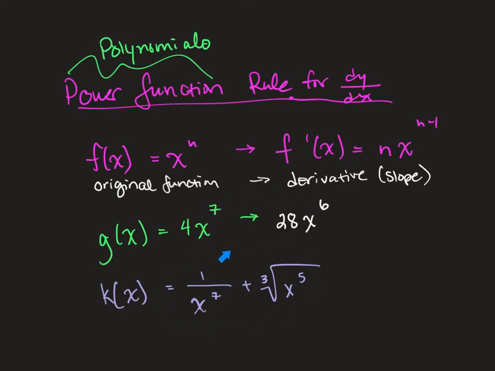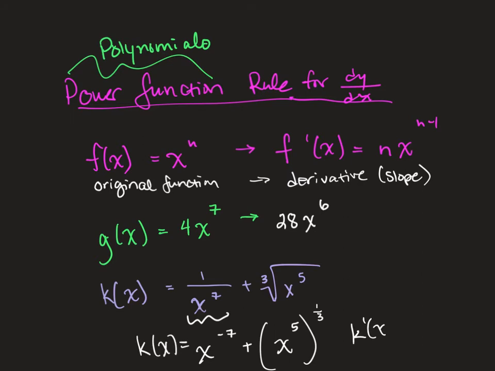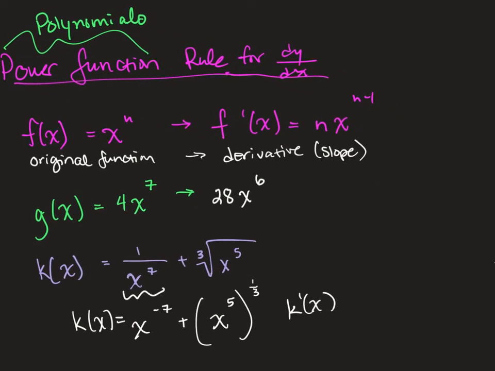This, though, gets a little messy, and it's pretty helpful if you remember that I can rewrite this as x to the negative 7 plus x to the 5th, and then anytime you're raising something to a cube root like this, that's like the 1/3. So this is just k of x. I haven't found the derivative yet. The derivative, k prime of x, is going to be negative 7 x to the negative 8, because keep in mind, when you subtract 1 from negative 7, you actually go down to negative 8.